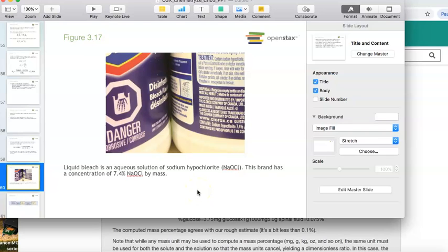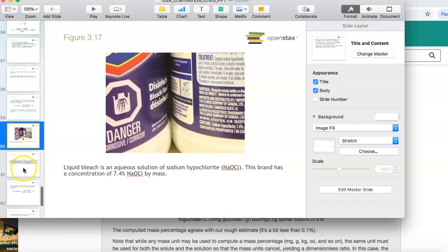So here we have a picture of bleach. This liquid bleach is an aqueous solution of sodium hypochlorite. This brand has a concentration of 7.4% sodium hypochlorite by mass. And you can see when they give you the percentage of the concentration of the sodium hypochlorite, it's by mass, and that means something. It's going to be different than for molarity, for example.